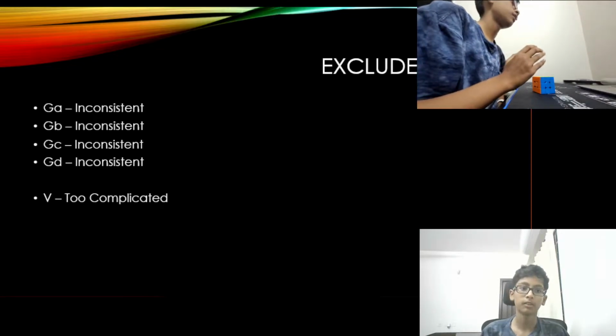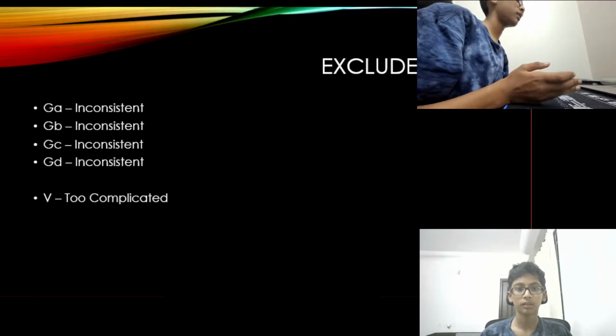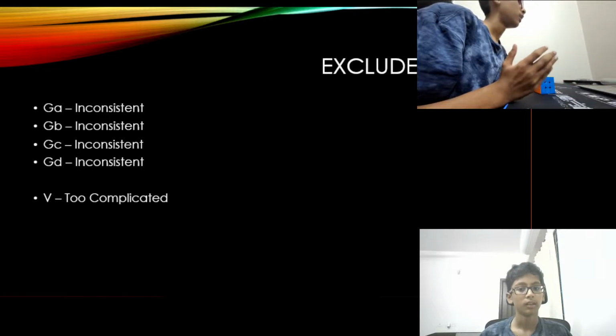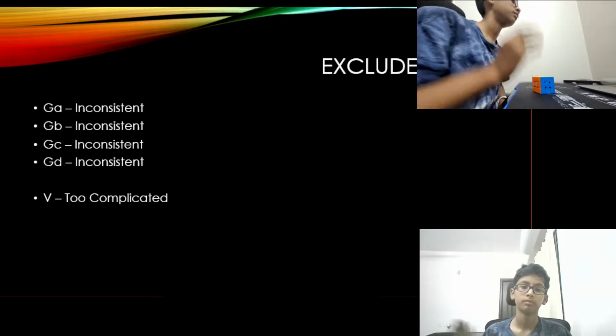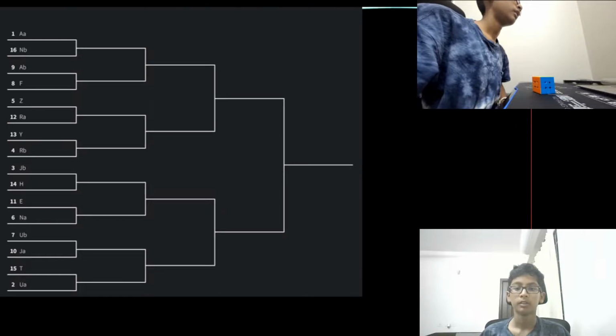The excluded PLLs are GA, GB, GC, GD and V. All the G perms are very inconsistent, and V is just way too complicated and a little bit hard to learn. So that's why these algorithms will not be in the video. This is our bracket.